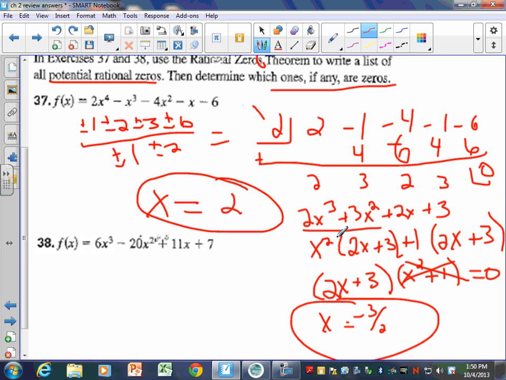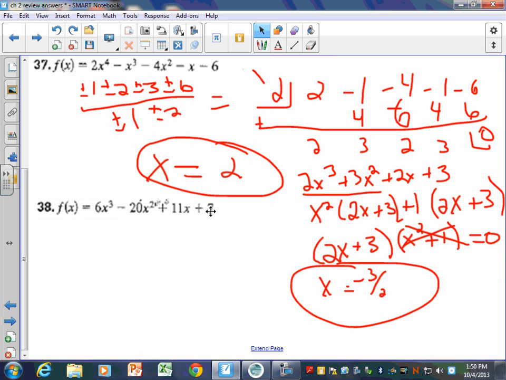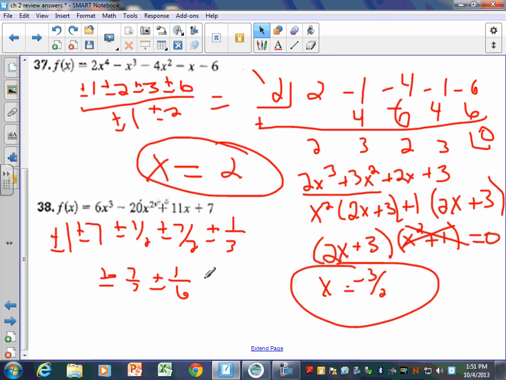38's awful. Did you work that one out? Your PRZs are factors of 7 over factors of 6, so there's a lot of fractions on that one. Plus or minus 1, plus or minus 7, and then over factors of 6 gives you plus or minus 1/2, plus or minus 7/2, plus or minus 1/3, plus or minus 7/3, plus or minus 1/6, plus or minus, oh wait, is that it? That's it. Oh, 7/6.